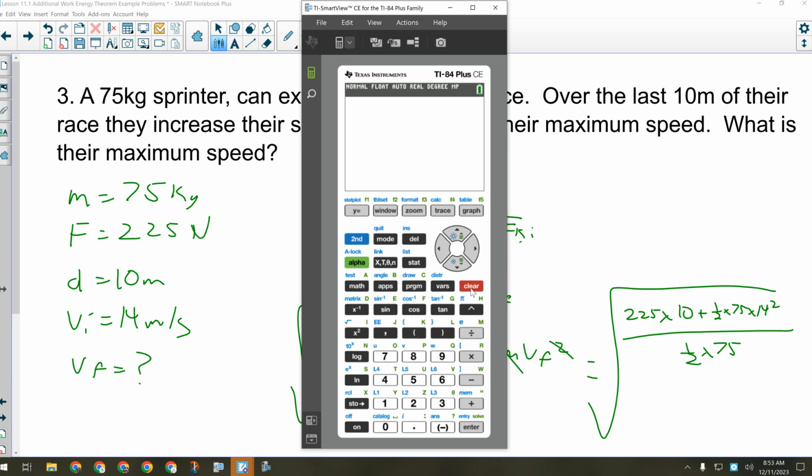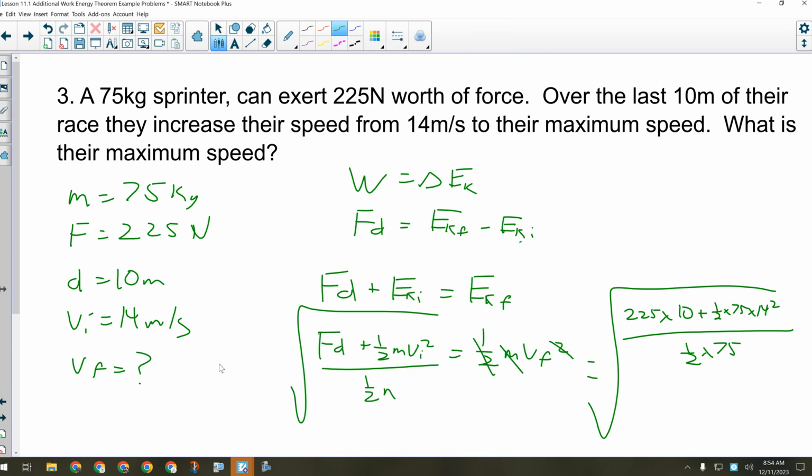Okay, so guys, to avoid the calculation errors, or at least minimize the chances of making them, don't try and enter this into your calculator in one go. I would go 225 times 10 and hit enter. Now I've got that first part done. Then I'm going to add that to 0.5 times 75 times 14 squared. Now I've got the top done. Divide that by 0.5 times 75 in brackets. Now I've got what's underneath the radical. Now I can just square root that. All right, 16 meters per second, which is a much more reasonable number than Mach 4.